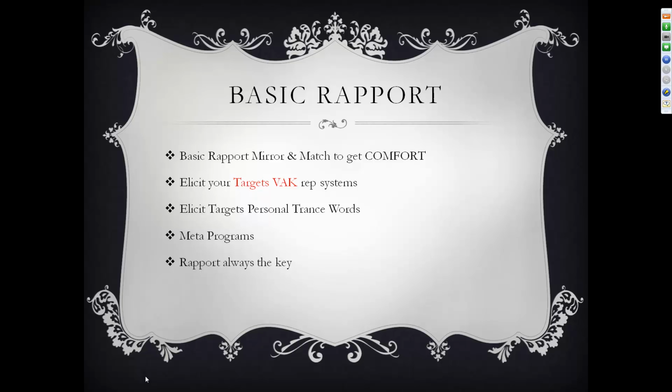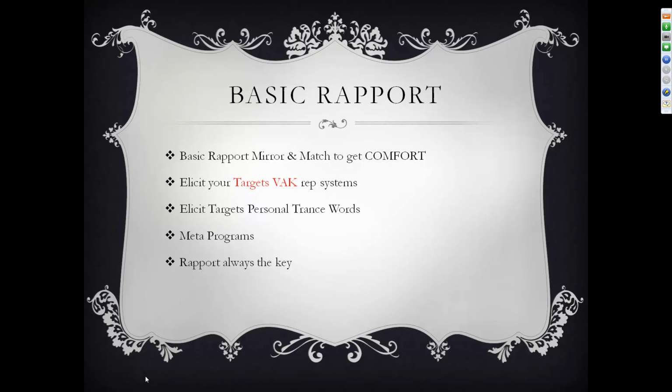So let's talk really quickly about basic rapport for a quick review. Basically, you have to mirror and match, and that's to get comfort. I stress that in all my trainings. It's not about people liking you. It's about people feeling comfortable with you. And once you have that, it's easy to elicit your target's or whoever you're working with's VAK, their rep systems. Once you have rapport, you can also elicit their personal trance words, those words that bypass the critical factors of the mind. I'll give an example of that when I do a couple of demos.